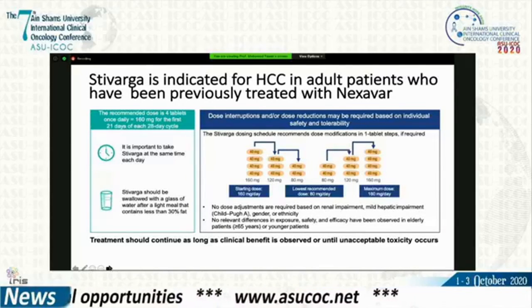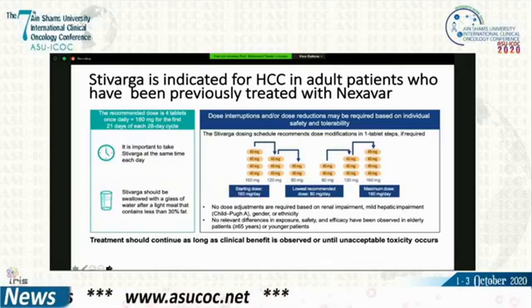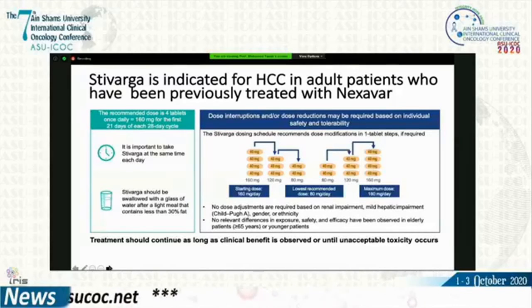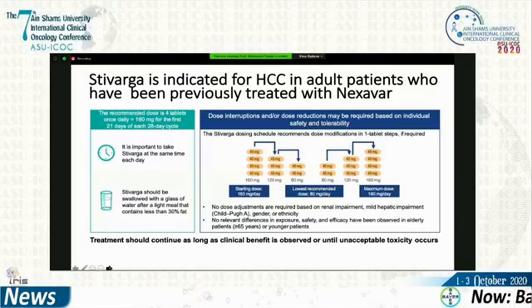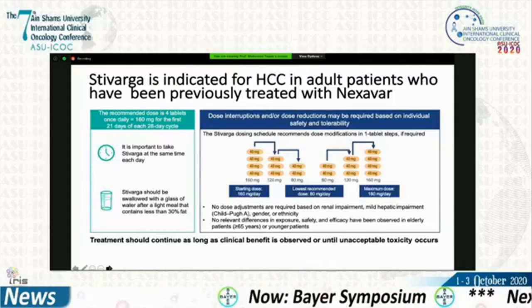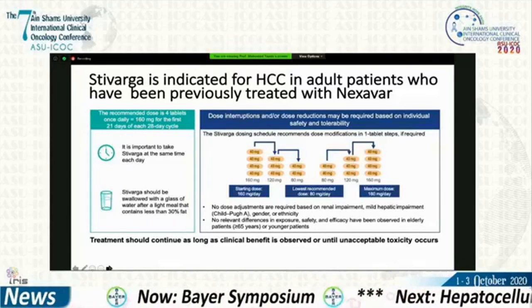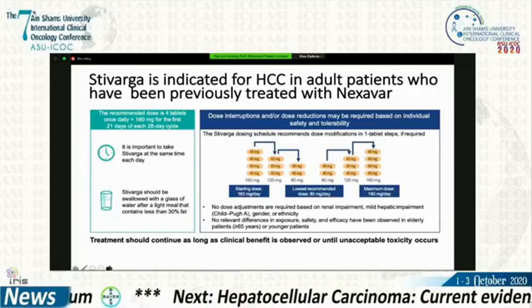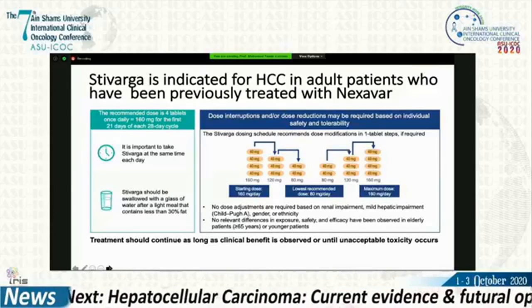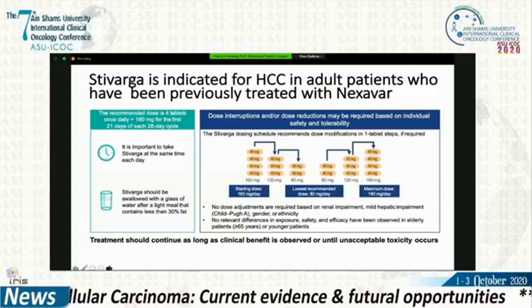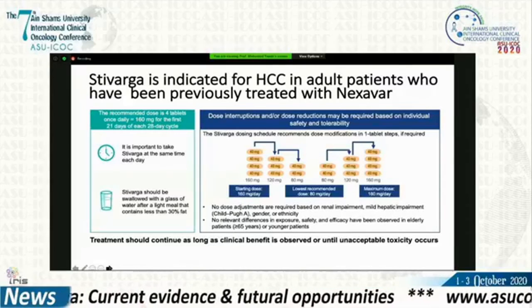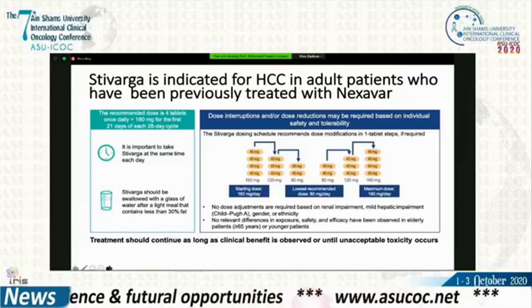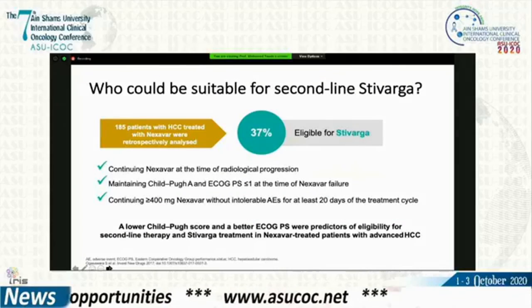And it's noted to take Stivarga at the same time each day. Stivarga should be swallowed with a glass of water after a light meal that contains less than 30% fat. And the standard dose is 160 milligram once daily. And if you want to reduce the dose, we reduce it by 40 milligram to 120 milligram. And the lowest recommended daily dose is 80 milligram. And we can increase the dose again upon resolving of the toxicity from 80 milligram to 120 to 160 milligram.